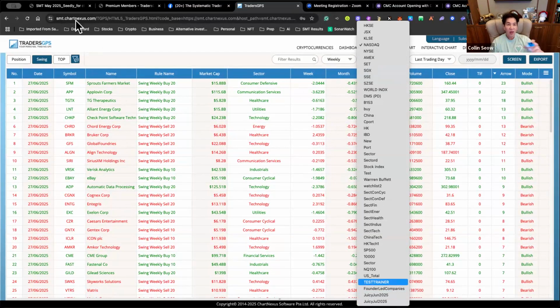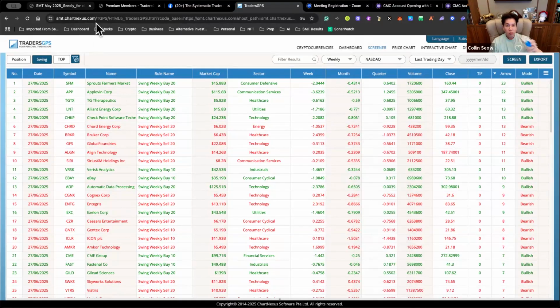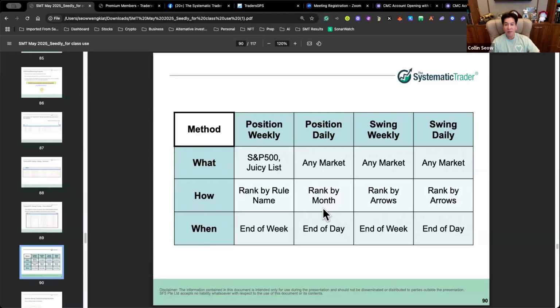So there'll be ranking by month, and then swing trade ranks by arrows.